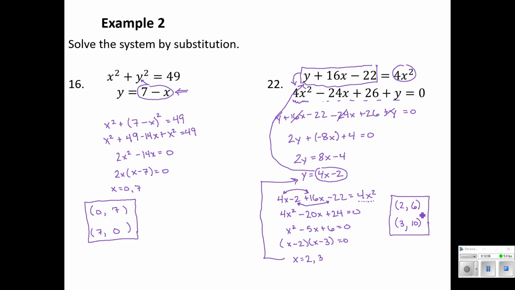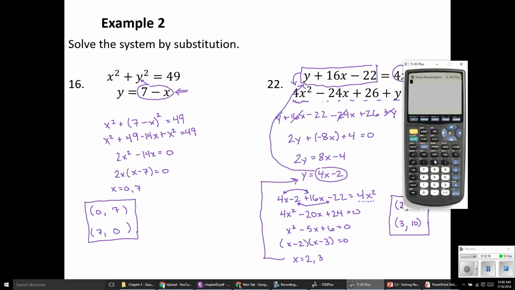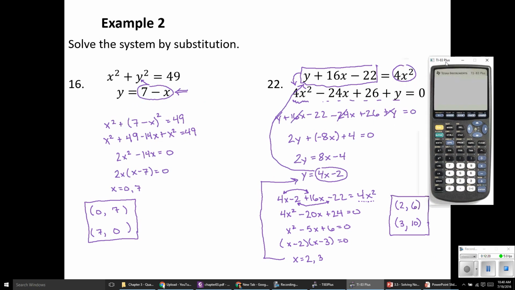So that one required multiple substitutions, and you know what? I'm not entirely sold on that. So let's just see what happens when we actually do graph both of those equations. I'll pull up my calculator, and I'm just going to graph both of these as if they were y equals something. So in the y equals menu, let's clear out the garbage that we have in there already.